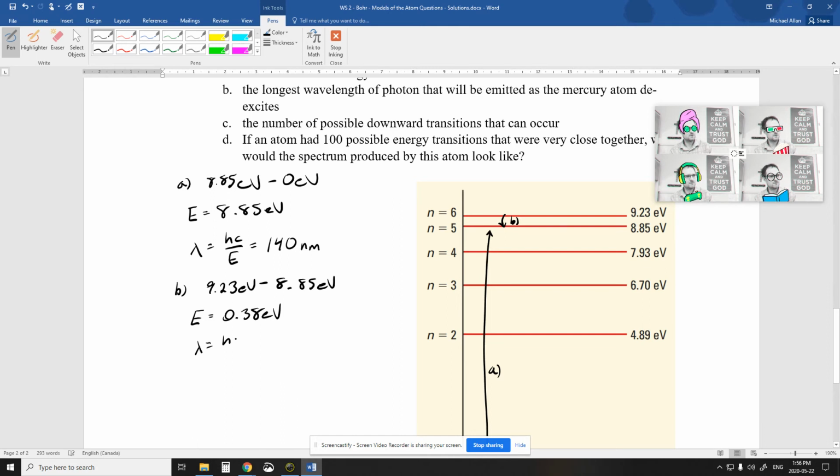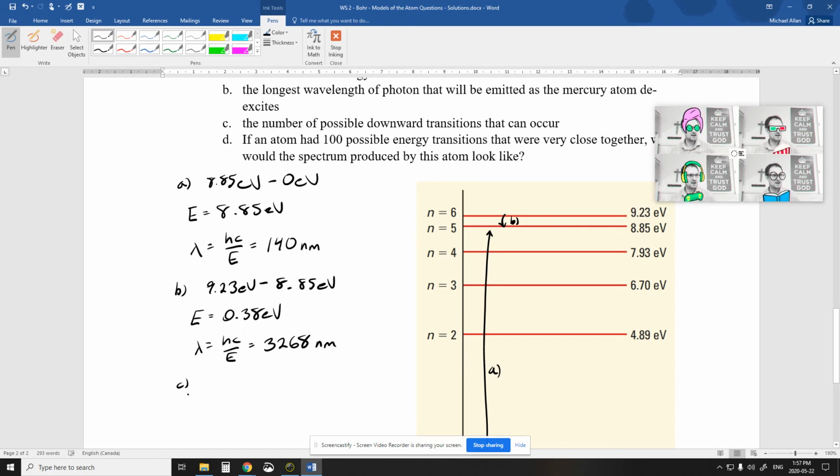And the wavelength, I'm just going to go hc over E again. Oh, hey, look at that. I have this again. I just pull that up. Right there, 0.38. The longest wavelength is going to be, you put this in nanometers, I guess, 3,268 nanometers. I'm not too concerned about sig digs there.